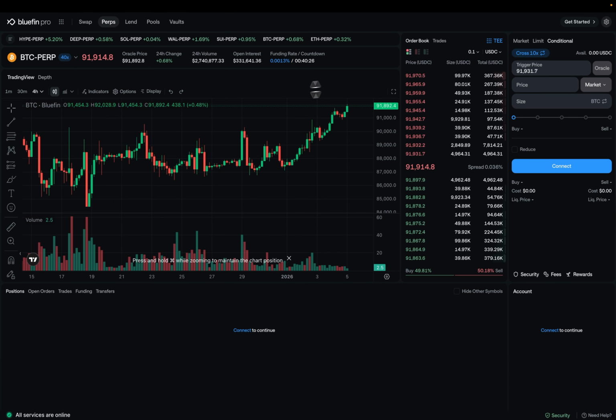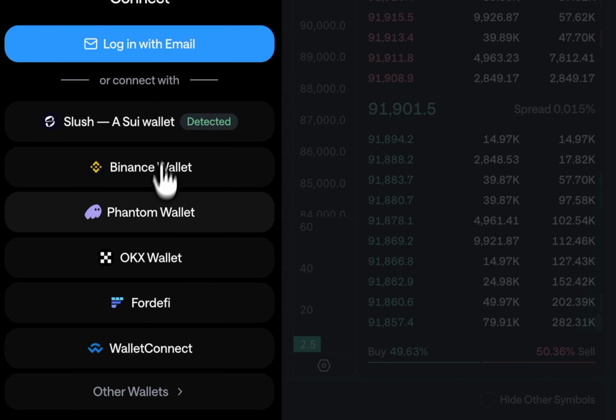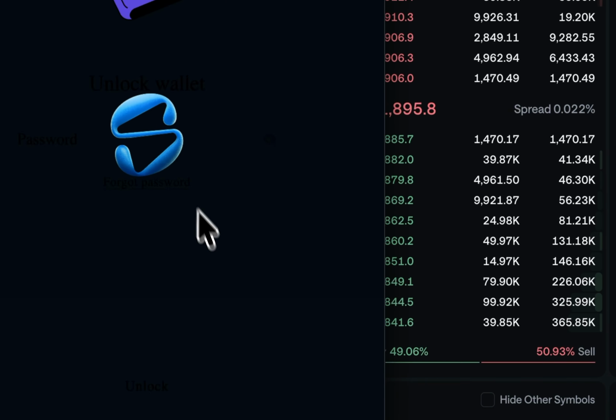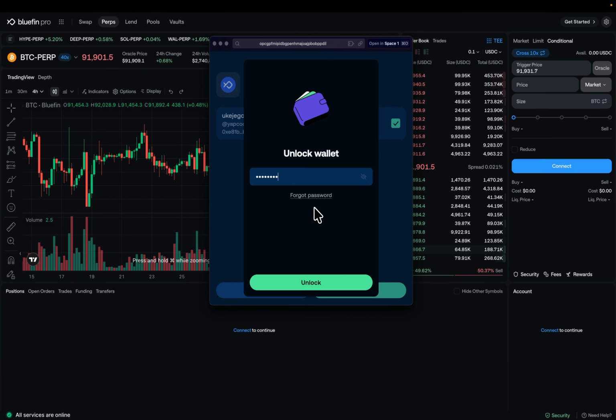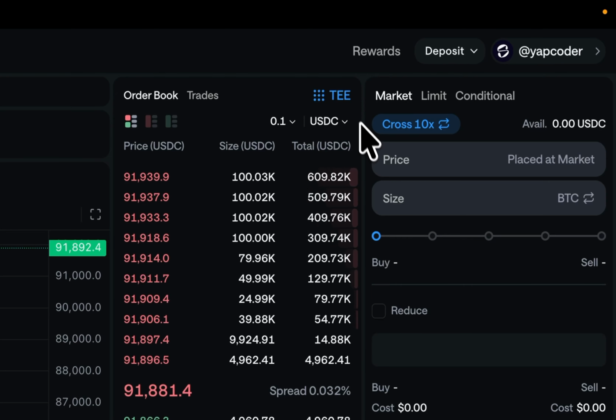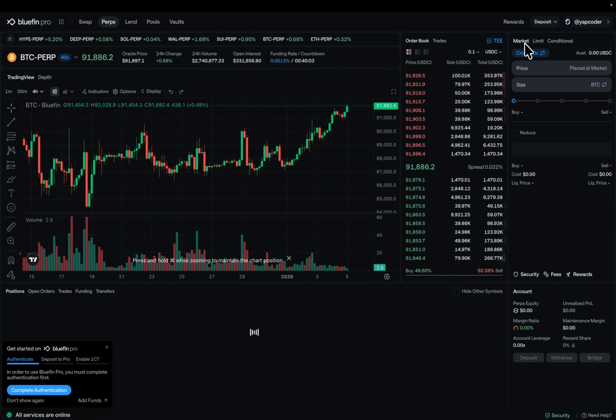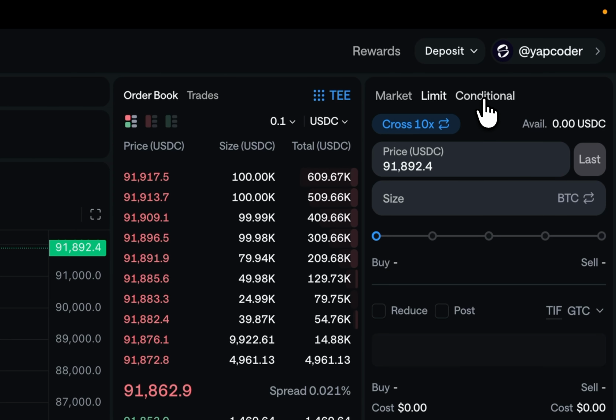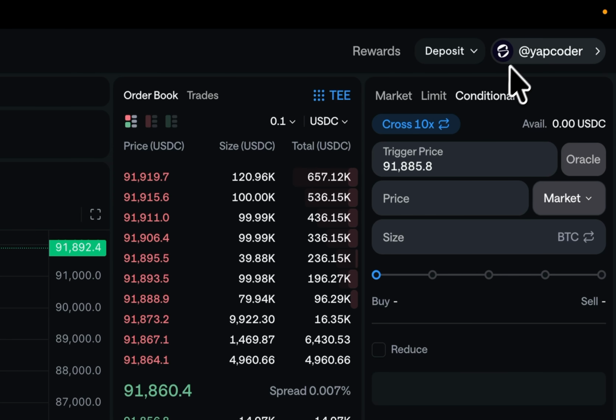So first thing we want to do is of course connect our wallet. I'm just going to connect my Sui wallet quickly. I'm using Slush wallet, so I'll just easily get that one. Great. Now let's go through the different types of orders, right? You'll see here that the first type is market. Market basically helps us to buy something at the current market price. Limit helps us to buy at a specific price, and conditional helps us to buy at conditions.